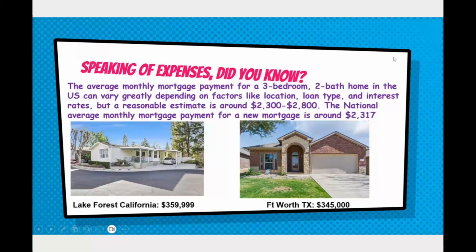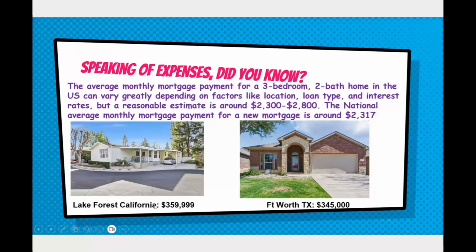Okay. And I have these two pictures down here. Hopefully you can see them. This is from last year, but I pulled some houses that were for sale on the day that I came up with this slide. I looked in Fort Worth and I found this house. So this is in Fort Worth and this is in California. And when I say varies on factors like location, look at these two homes, okay, and look at the prices.